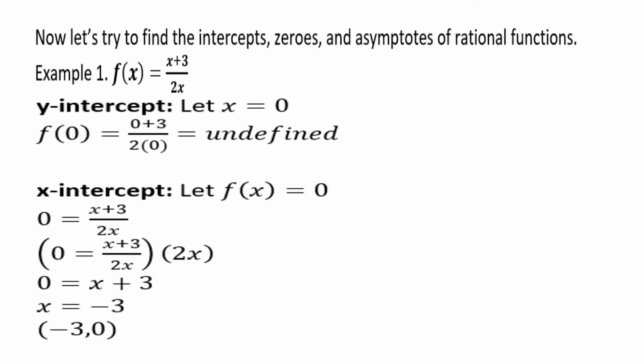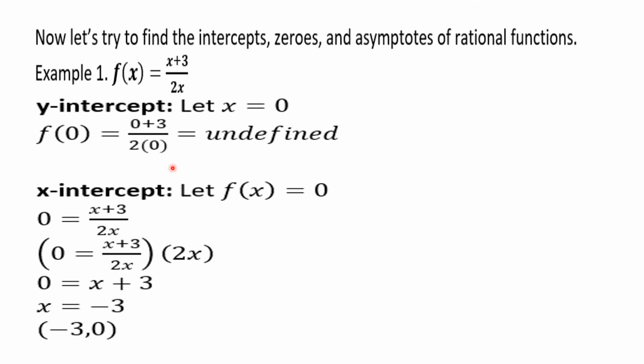Okay, now let's try to find the intercepts, zeros, and asymptotes of rational functions. So given f of x equals x plus 3 all over 2x. Okay, so to solve for the y-intercept, let x be equal to 0. So solve for x, and then you simplify. We have 0 plus 3 all over 2 times 0, which will make our function undefined. So therefore, we don't have here the y-intercept.